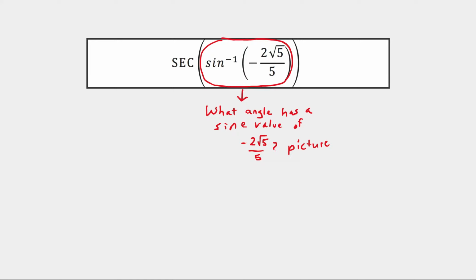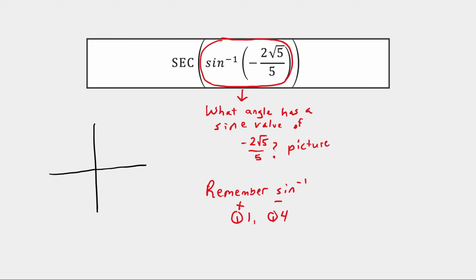So when I think about that picture and I think about the fact that I'm using an inverse sine, we want to remember that on an inverse sine, you are limited to quadrant 1 or quadrant 4. Again, 1 is always for the positives, and the 4 in this case would be for the negatives. So I'm going to go to my graph and I'm going to draw a picture of an angle in quadrant 4 because my value is negative.